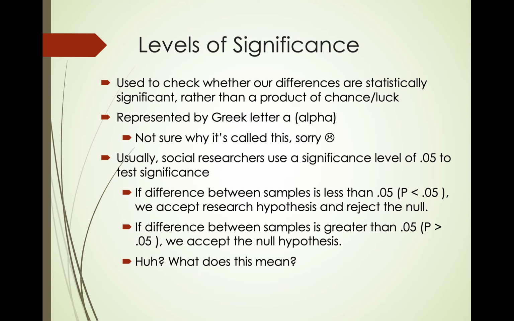Usually social researchers use a significance level of 0.05 to test significance. If the difference between the samples is less than 0.05, we accept the research hypothesis and reject the null. If the difference between samples is greater than 0.05, we accept the null. So you might be super confused now. What does this mean? I'm going to talk about it now.